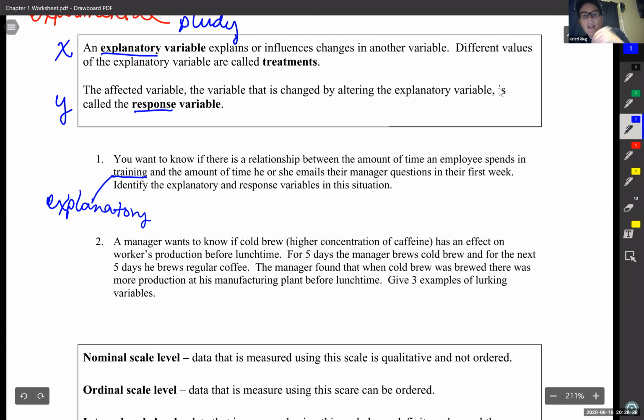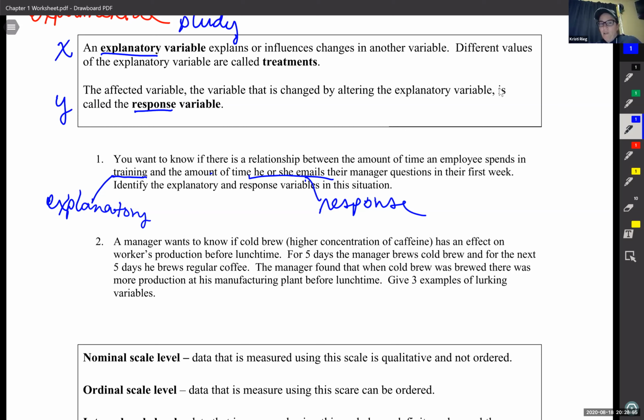And then the response of the employee is the amount of time that they email. So explanatory is what the person doing the study can control, or what they do to the groups. And then the response is what the subjects are responding to. That would be the data that we would be collecting.